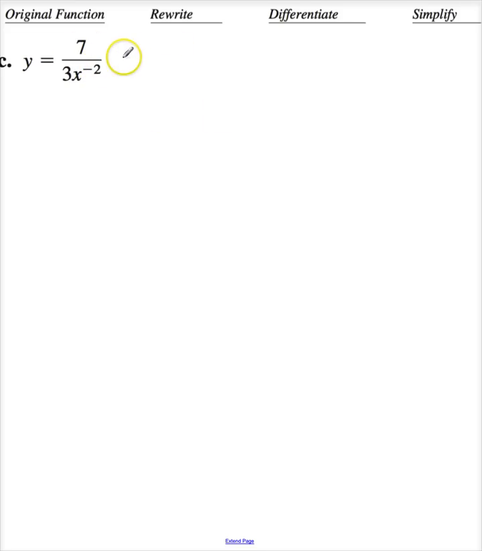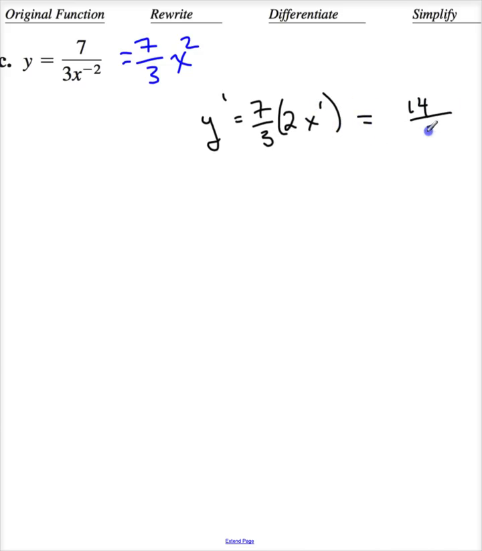This is already a negative exponent, but it's in the denominator, so I need to move that back to the numerator. So now when I take the derivative, y prime is equal to 7/3 times 2 x to the first. Now I need to simplify. 14/3 x. Now I don't mind if you put 14/3 x or 14x over 3. However, this one can get very confusing.